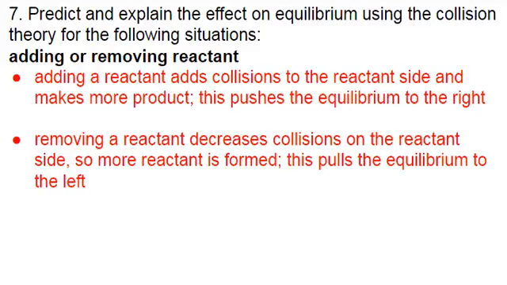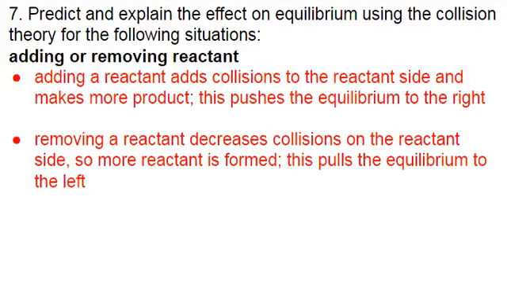So adding or removing reactant or product, this is probably the easiest to understand. If you add reactant, you now have more reactant particles to collide. So it'd just be like increasing the surface area or increasing the concentration. You've increased the number of reactant particles colliding. And if more reactant particles collide, you end up making more product. So I like to think of this as pushing the equilibrium to the right.